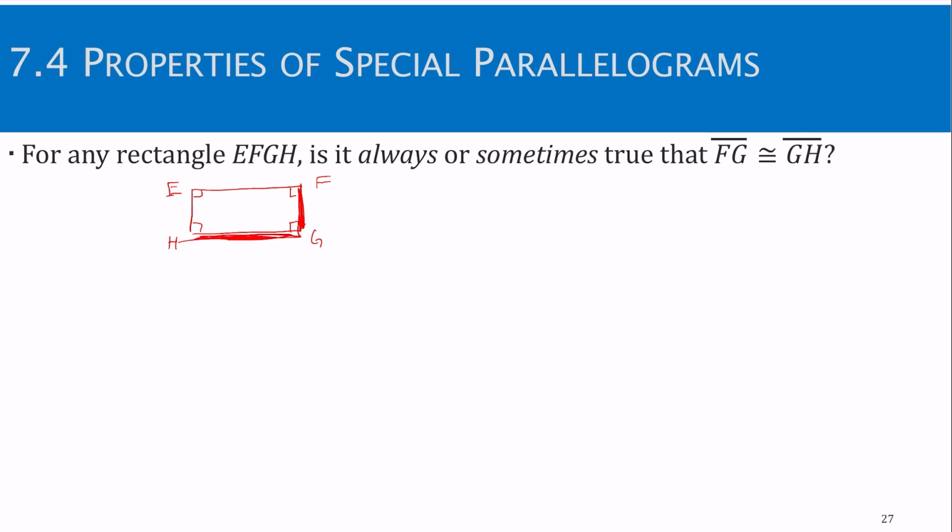So it's not always. So there must be sometimes. When would it be? If those were congruent, then it would be a square. So the rectangle would have those sides congruent only if it was a square.